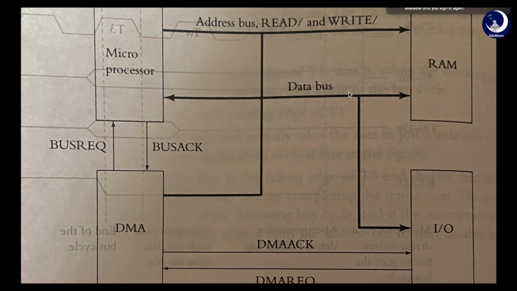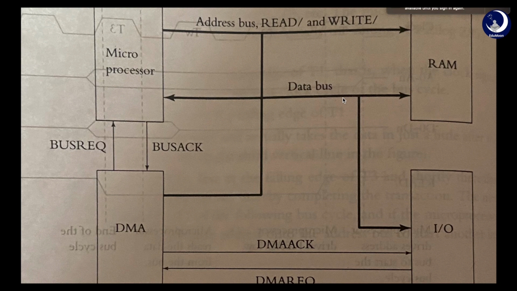Now I'll explain once again. The input output device sends a request to the DMA, and the DMA then puts a request to the microprocessor. Then the DMA places the address onto which the data should be written, sends the DMA acknowledgement signal back to the input output device, and asserts write to RAM. Then the input output device puts the data onto the data bus. I hope you're clear with this.